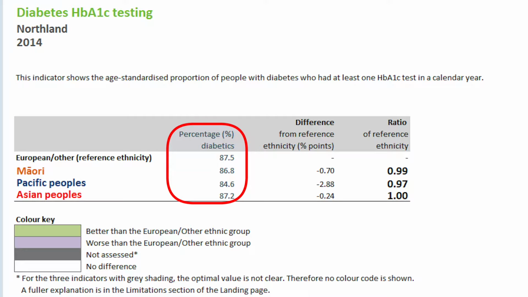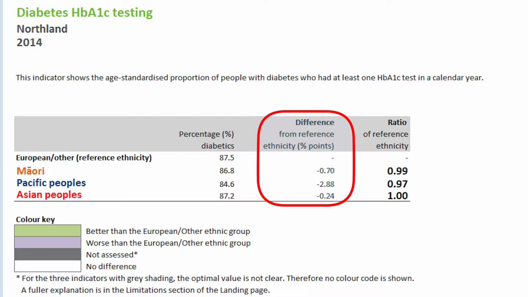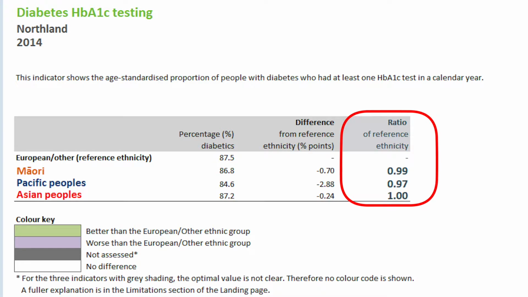The first column gives the age standardised rate, in this case, the percentage of diabetics who received an HbA1c blood test in the previous year. The next column gives the difference between each ethnic group compared to the European or other ethnic group. Here, the percentage for Pacific was 84.6%, which was 2.88% lower than European and other. The final column gives the ratio of the numbers, that is, the ethnic group divided by our comparator European or other ethnic group. For Pacific, 84.6 divided by 87.5 is 0.97.